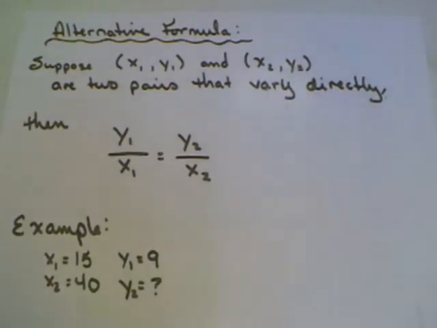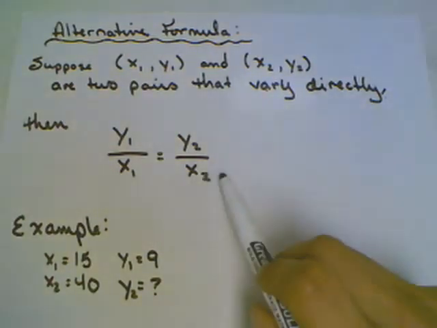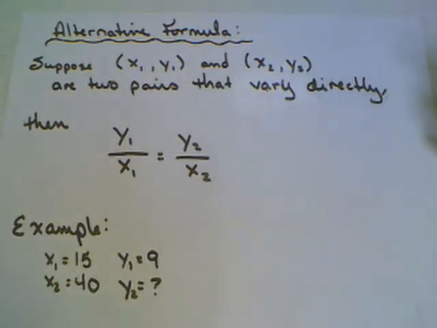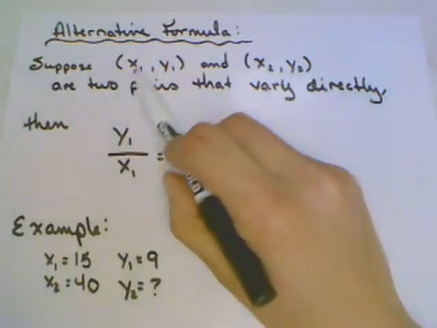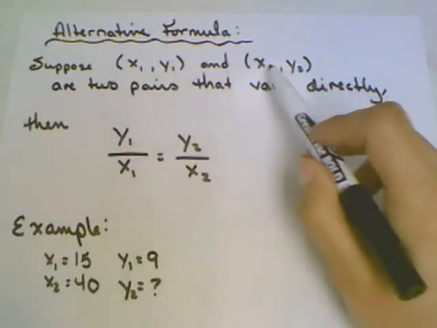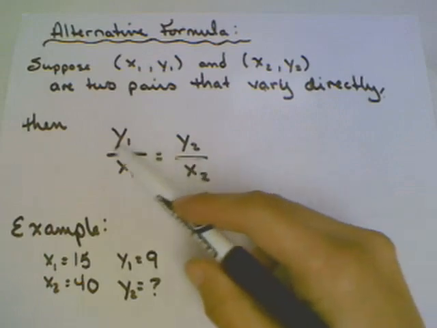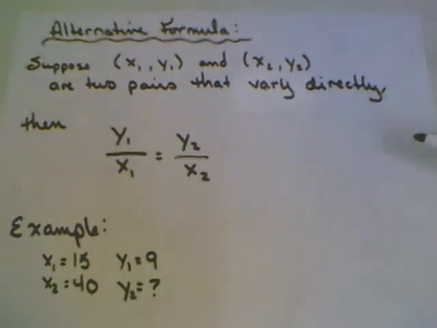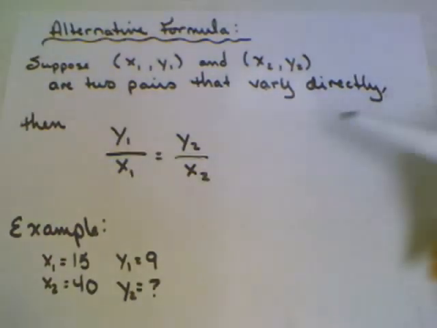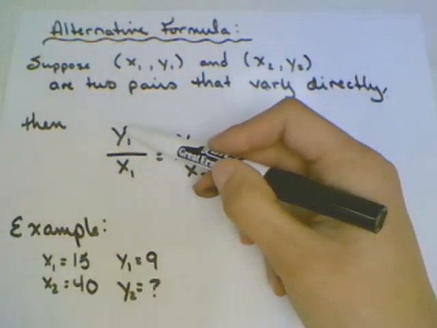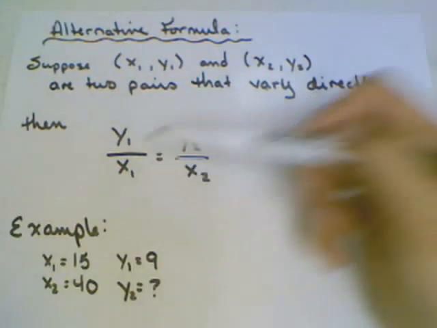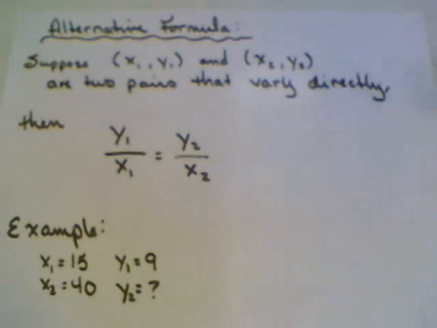There is another formula that relates two quantities with direct variation, and that involves a proportion formula. And usually we use this one when we're given ordered pairs that vary directly. So if I'm given an ordered pair, x1 and y1, and another ordered pair, x2, y2, I can create this proportion between them. Now it's very important what value goes where. So I have the first y value over the first x value, the second y value over the second x value.